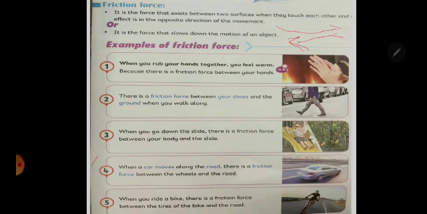If you walk on something very smooth, you slip because there is no friction force. So the friction force is very important to walk.